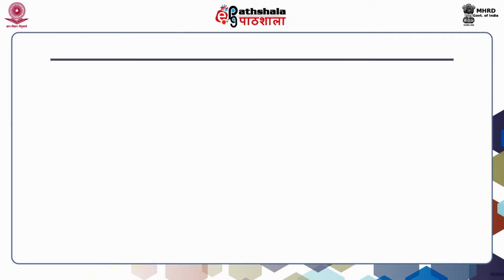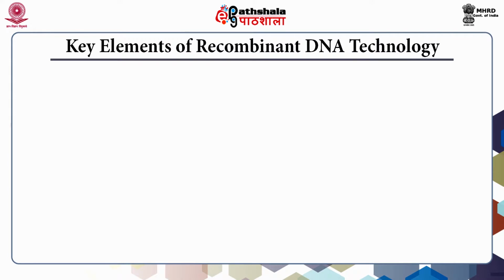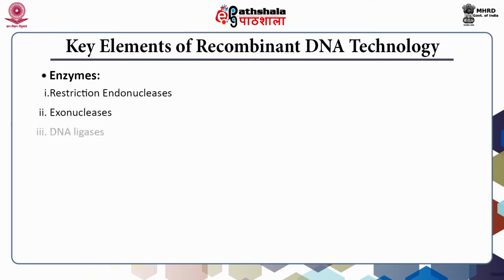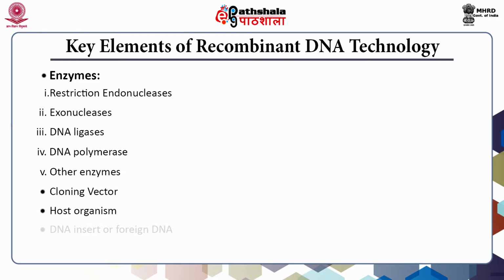In the present slide, some of the key elements required for recombinant DNA technology have been listed. These are enzymes. Different enzymes used for recombinant DNA technology are restriction endonucleases, exonucleases, DNA ligases, DNA polymerases. Other requirements are cloning vector, host organism, DNA insert or foreign DNA, linker and adapter sequences.